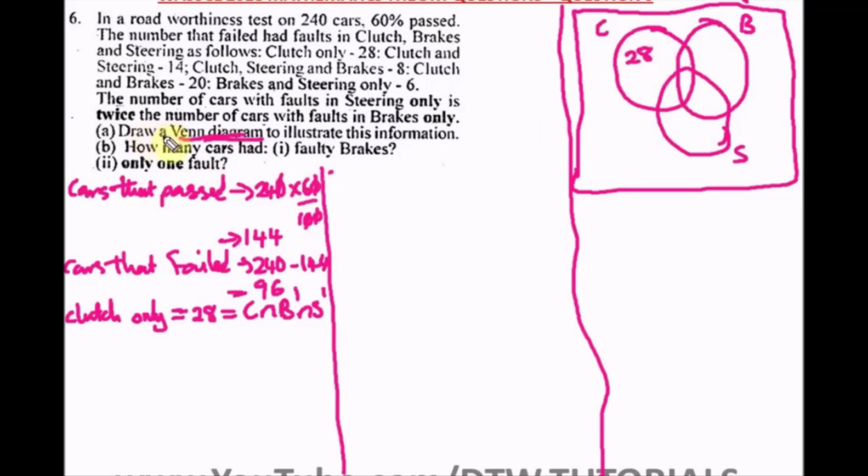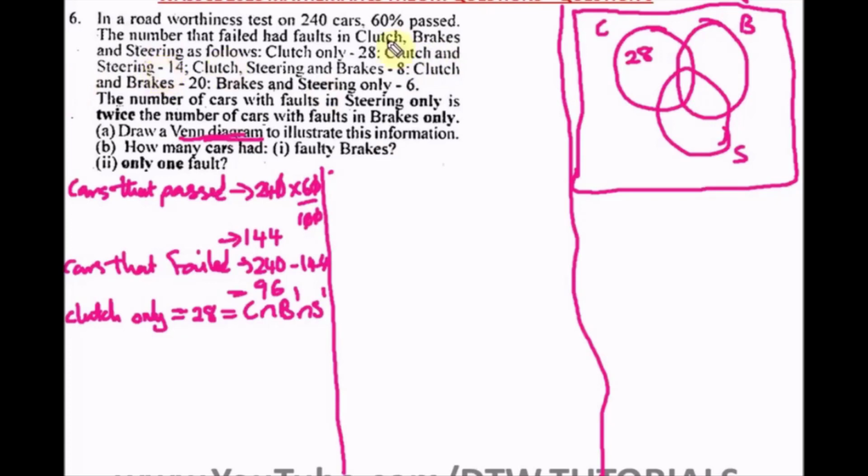Okay, remember the question says draw a Venn diagram to illustrate this information, and drawing that Venn diagram is labeling, putting in all the values that have been given to us in our question here, and we're also going to find others that the question didn't provide, using what the question gave to us. Okay, so the next thing it says, clutch and steering.